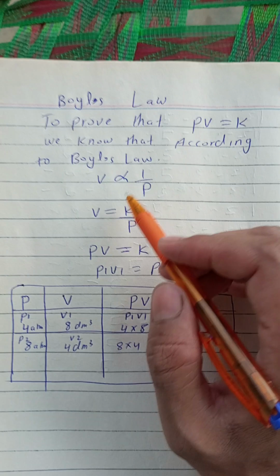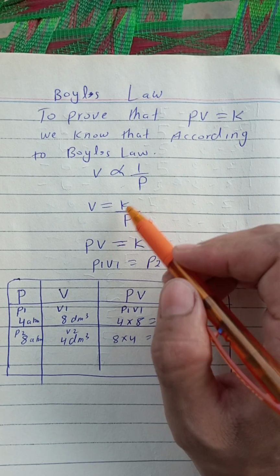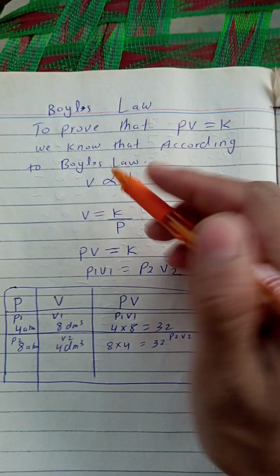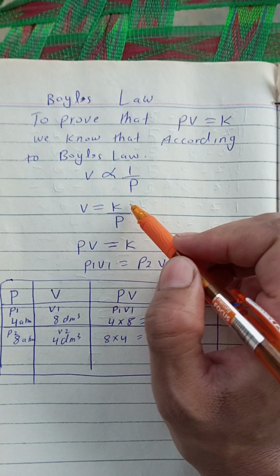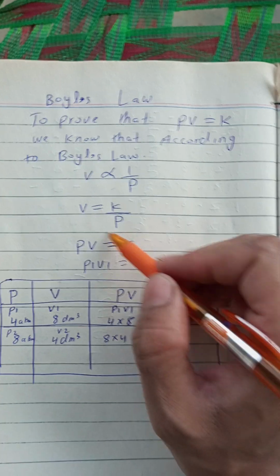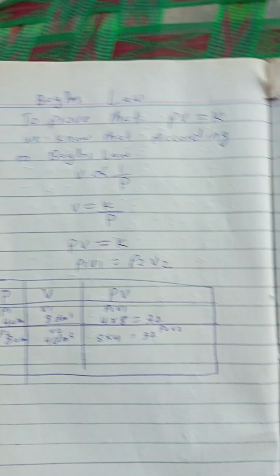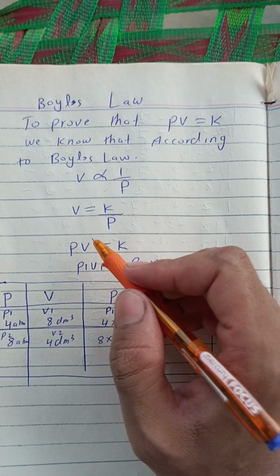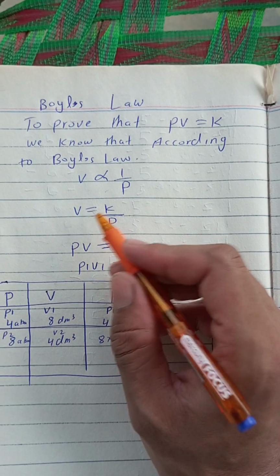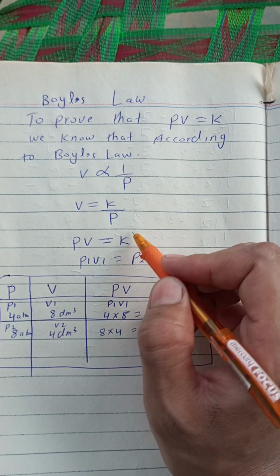Now when we have to remove the proportionality sign, we will introduce the equality sign, and in introducing the equality sign, we will put a constant here. So V is equal to K divided by P. Now if we bring the P over here, PV will become K. Okay, the equation will become PV is equal to K.